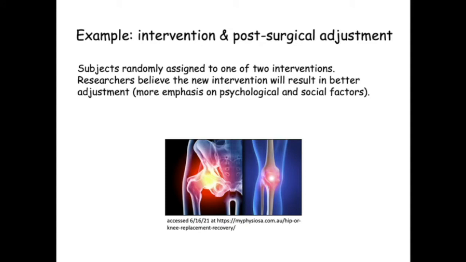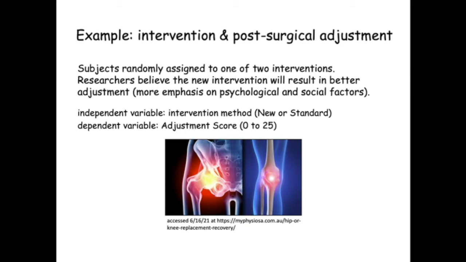Researchers compared two interventions designed to help patients in their adjustment after joint replacement surgery. Subjects were randomly assigned to one of two interventions. The researchers believed that the new intervention would result in better adjustment than the standard intervention because of its greater emphasis on psychological and social factors. The independent variable is intervention, and the dependent variable is post-surgical adjustment, which includes physiological, psychological, and social factors.